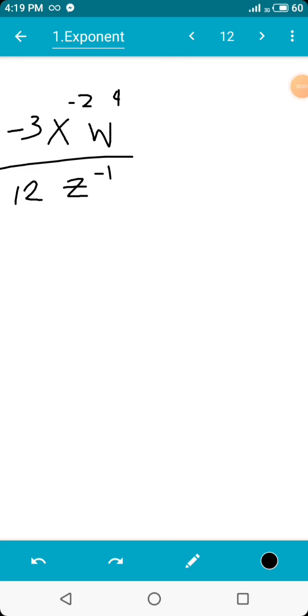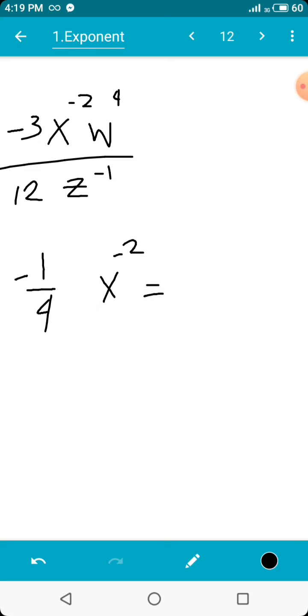Okay guys, so let's simplify this expression. So we have negative 3x raised to negative 2w raised to 4 over 12z raised to negative 1. Okay, so unahin natin yung numbers natin. So negative 3 over 12, pag sinimplify mo yan, that is negative 1/4. Okay? And then yung x, so dahil nasa numerator siya, so ibig sabihin, 1 na yung denominator niya, tama? So x raised to negative 2.